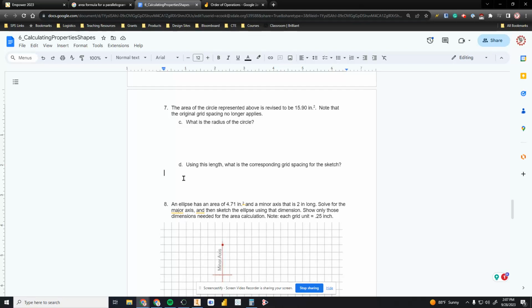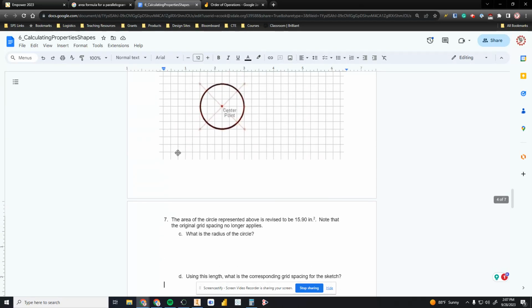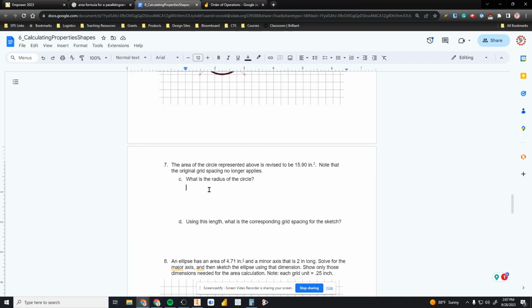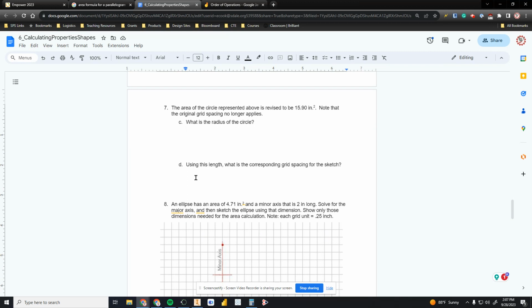All right, so at this point, we have worked through number 6 and number 7C. We just found the radius of our new circle to be revised to 2.25 inches. That is important because now when we look at number 7D, it says using this length, what is the corresponding grid spacing for the sketch?